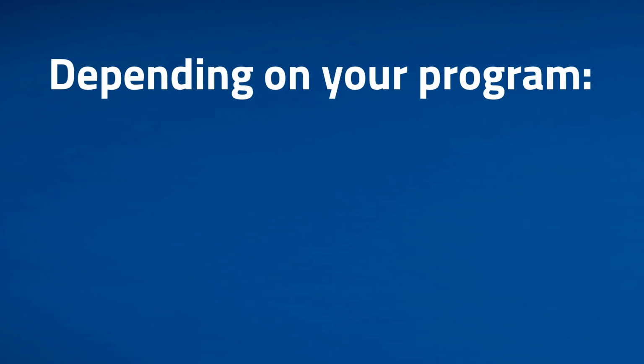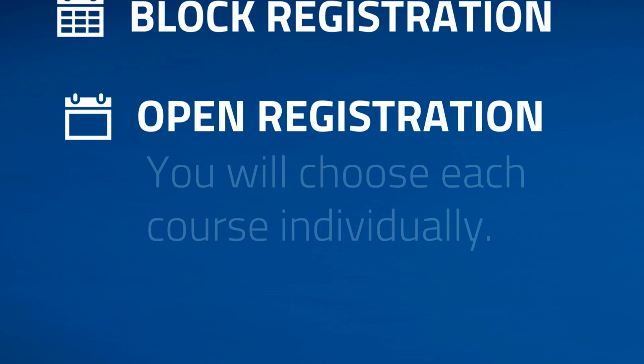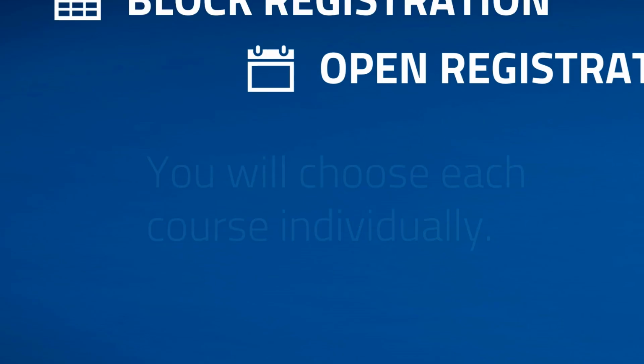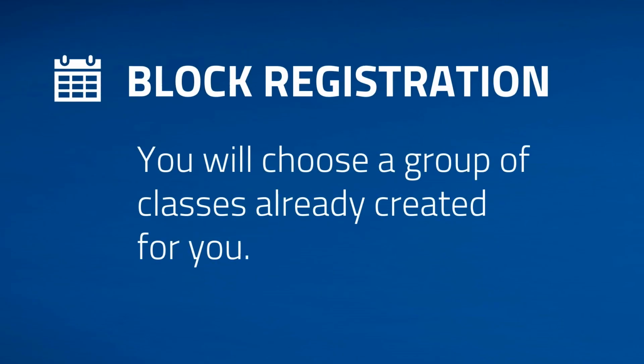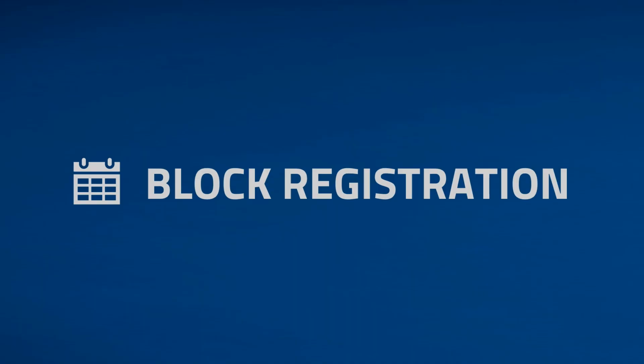Depending on your program, you will either follow an open registration or a block registration. An open registration program is one where you will choose each course individually. For a block registration, you will choose a group of classes already created for you. We will begin with the steps to complete a block registration.